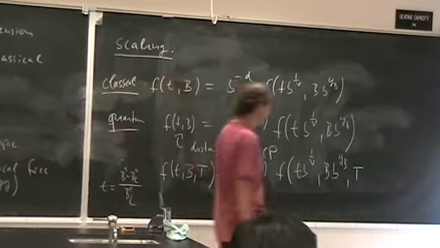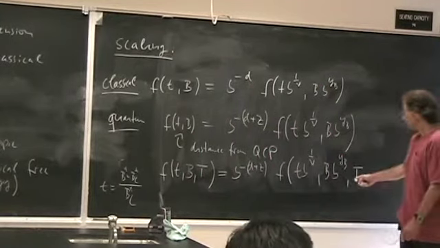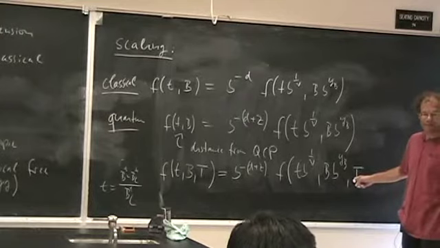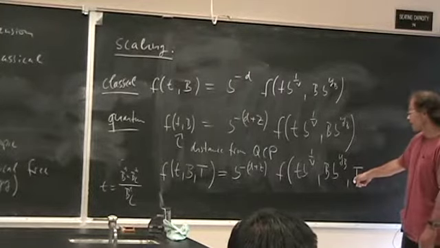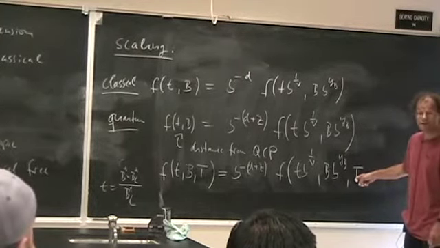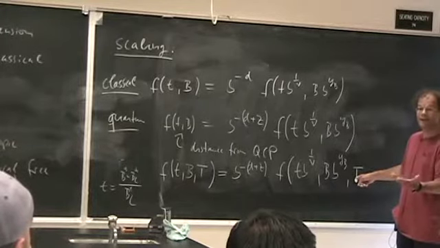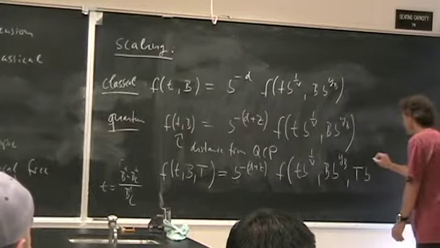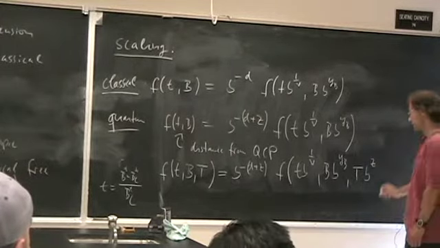So the crucial insight is that the temperature is an energy, right? But an energy is an inverse time. And so therefore we know how t has to scale because we know how times scale, right? Time scales like length to the z. And so it's clear we have to have a b to the z, right?